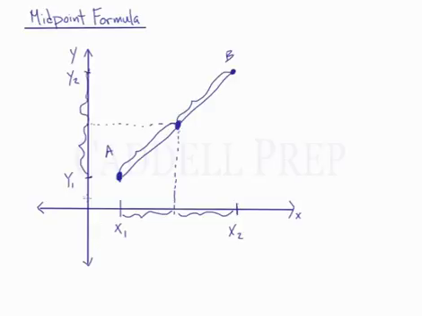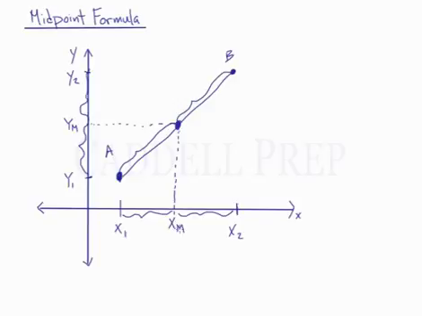So we can simply look at the X and Y's individually, because we could find out what this X value is. We'll call it XM for the midpoint. It'll be right in between X1 and X2. And the Y coordinate for the midpoint we'll call YM, and that'll be right in between Y1 and Y2.